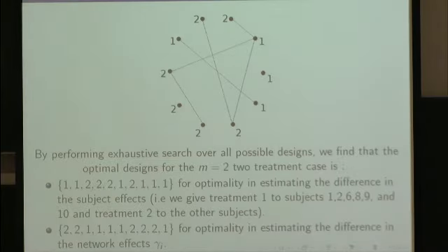So this is the same network, and I'm just summarising what I said here. So this is the optimal design here. So we've got 1, 1, 2, 2 going around this way for estimating the difference in the subject effects. So, and we can also, of course, estimate the difference in the network effects.